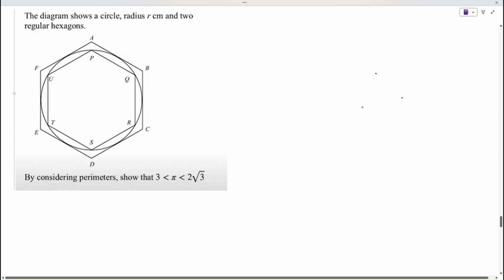So in this question, we have geometry mixed with some sort of inequality here. So we're going to be having to compare perimeters. So we can immediately ascertain that we need to find the perimeters of both of the hexagons and of the circle and compare them to get our inequality shown below. So the first thing that we're going to do is attempt to find the perimeter of the inner hexagon.